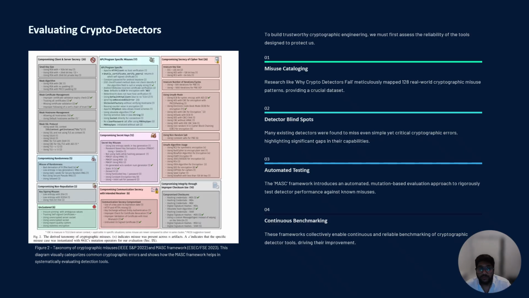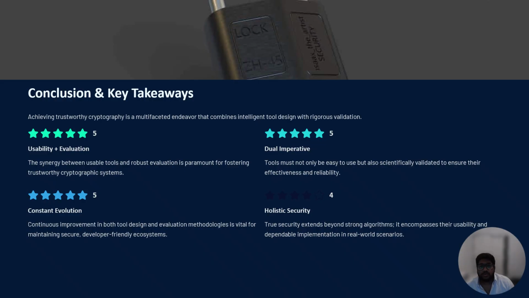stage for continuous improvement. In conclusion, usable and trustworthy cryptography depends equally on 2 pillars: human-centered design and scientific evaluation. Usability ensures that developers can easily and correctly apply cryptographic principles. Evaluation guarantees that detection and prevention tools are reliable and continuously validated. The intersection of these 2 areas is where genuine trust is built.